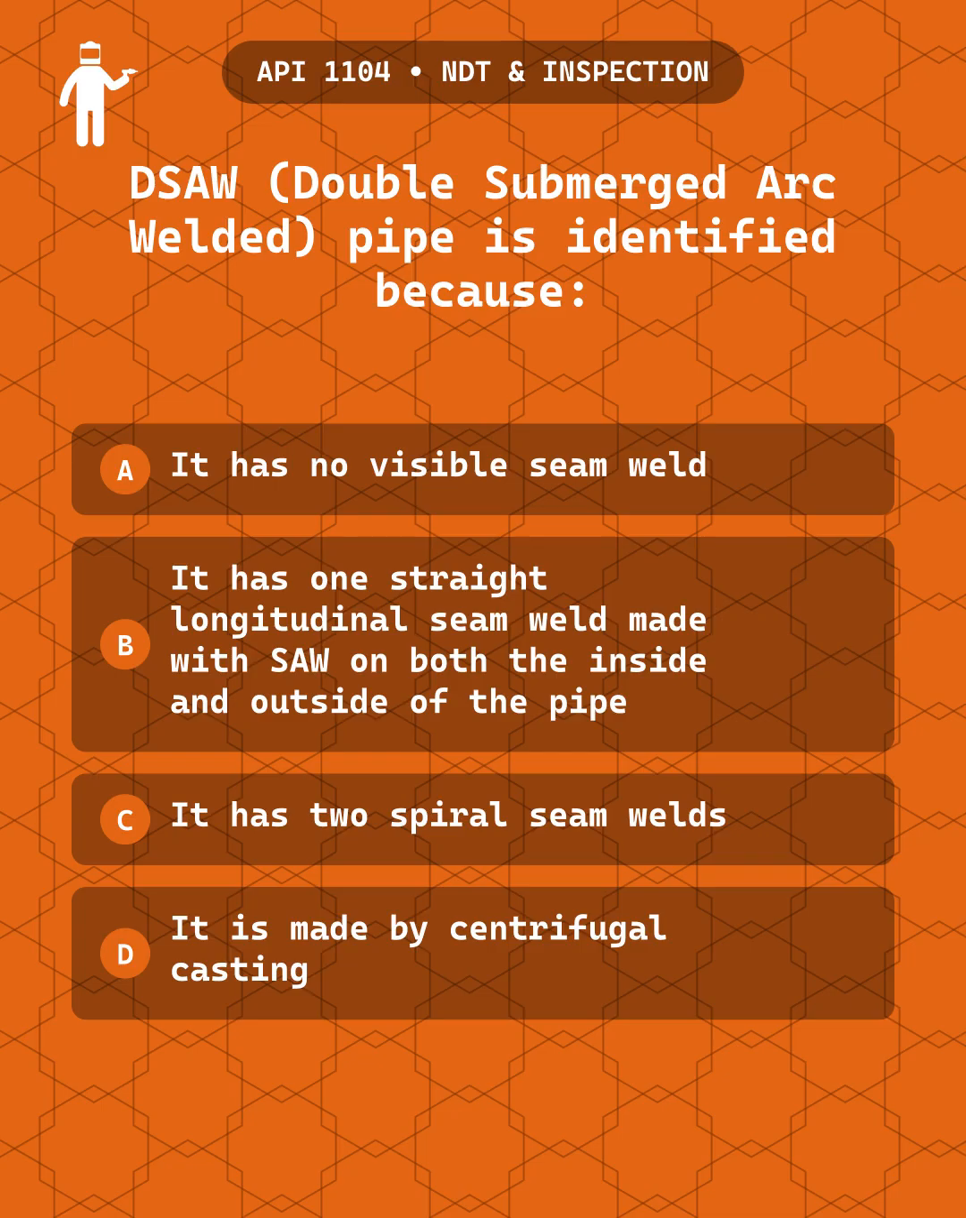Question 2. DSR pipe is identified because A, it has no visible seam weld, B, it has one straight longitudinal seam made with SAW on both the inside and outside, C, it has two spiral seam welds, or D, it's made by centrifugal casting?